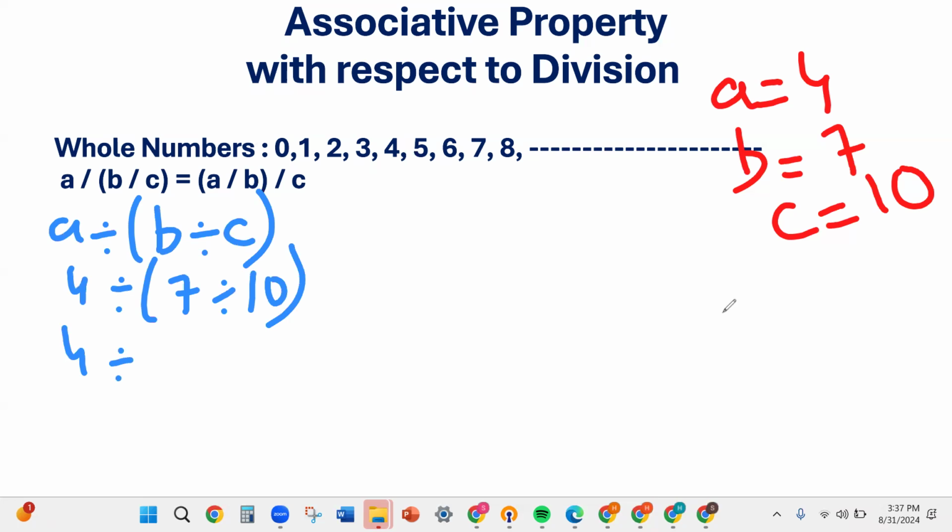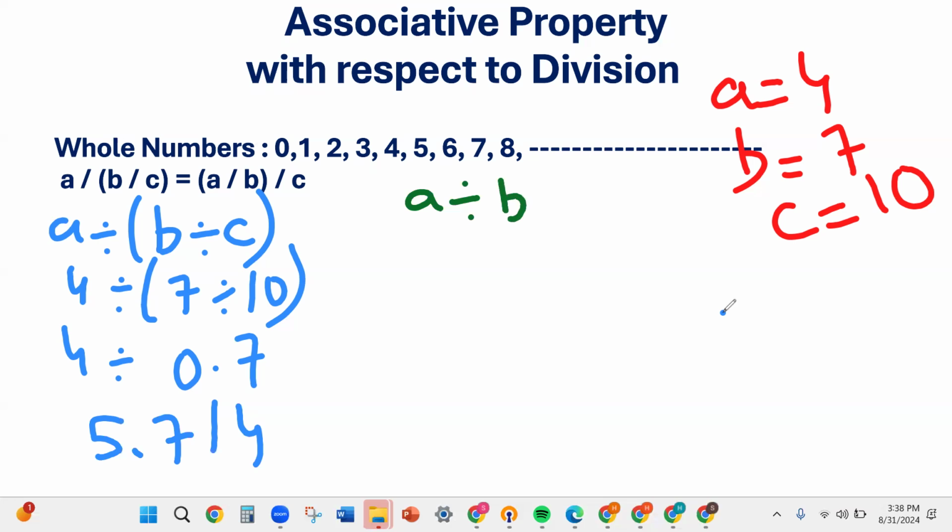7 divided by 10 is 0.7. Now you have to solve 4 divided by 0.7, which is 5.714. Now you have to check the right-hand side of this property.